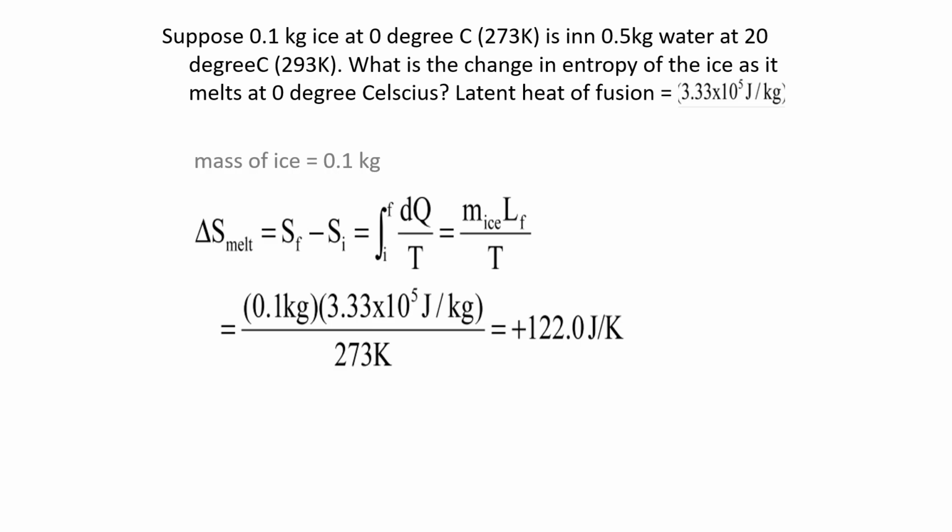This comparison shows how the formula depends on the information. If we know heat, we use Q by T. If we know initial and final volumes, we use nR log of V2 by V1. So my slide shows both the conceptual difference and numeric application.